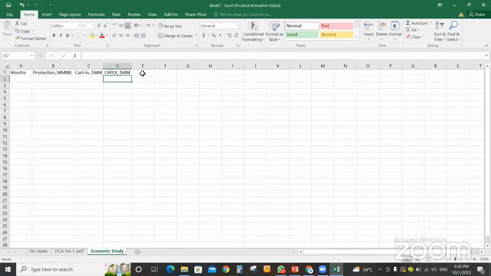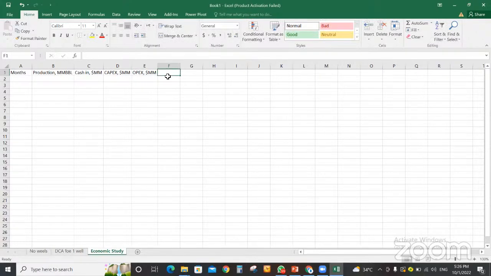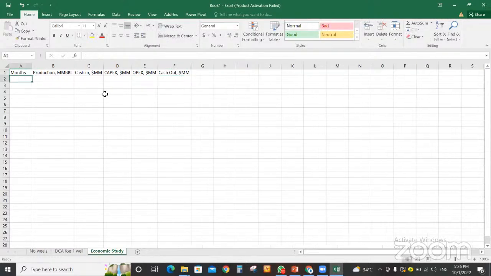Then we will have the cash out. Or let's calculate the OPEX first, also in $1 million. And at the end we have cash out. Great. Then we have the first month, second month, and third month, and so on.